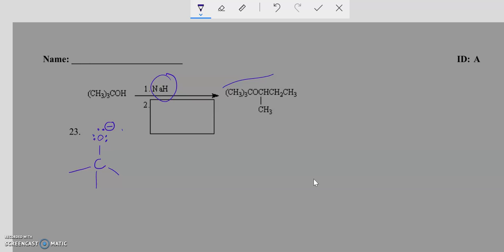Obviously, this is a Williamson synthesis, right? So we want to have a reaction with something. This alkoxide will react with this alkyl chain here with a halide on it. So let me draw like CH3, CH2, and CH3. Okay, so we will have this structure with an iodide or bromide here, so we can react with this alkoxide, so we can have the Williamson synthesis, and it's going to give us the product that we want. Alright, so this is going to be it.